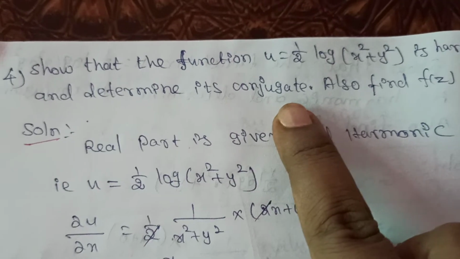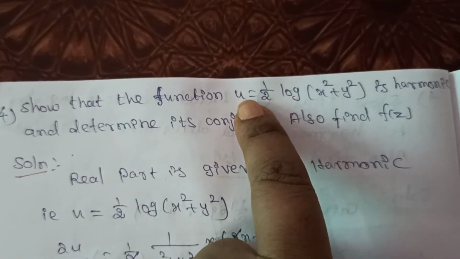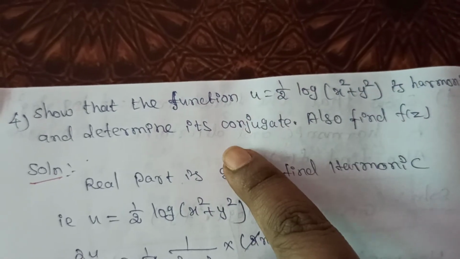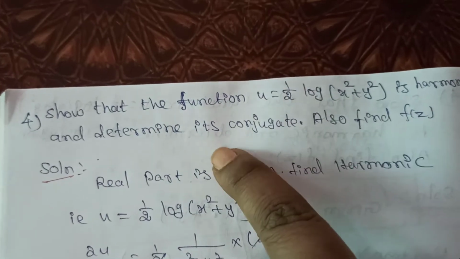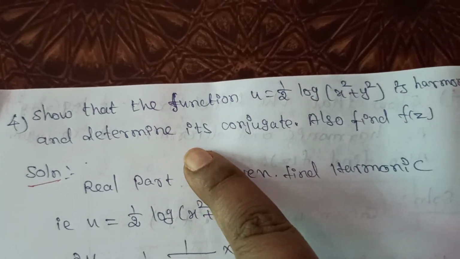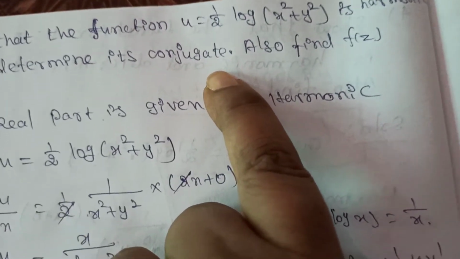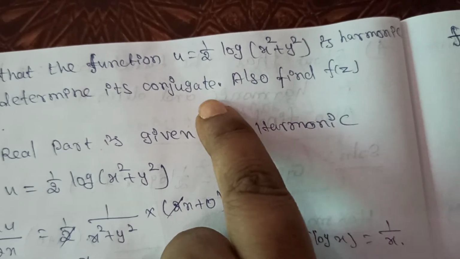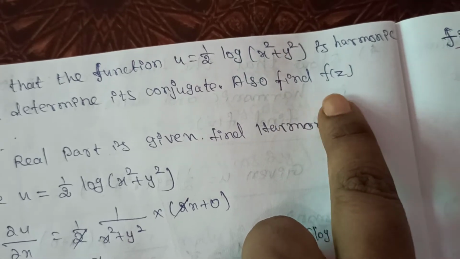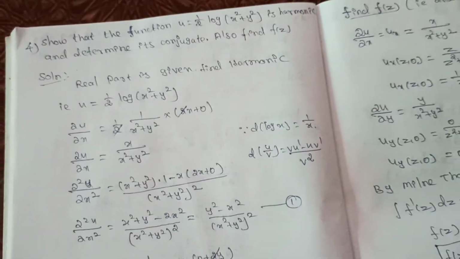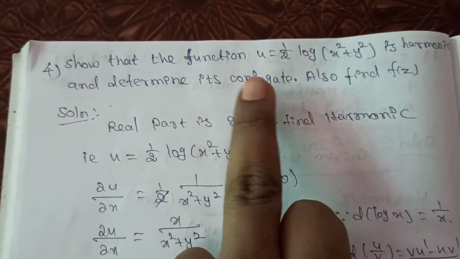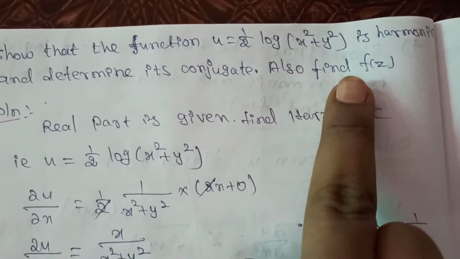Why do you have to find the v value? Because conjugate has 2 cases. When the u value is given, find the v value. Suppose the v value is given, find the u value. But this problem gives the real value, so u value is given, so for the conjugate you find the v value. So the second condition is to find the conjugate, that is, the v value. And also find f of z. So the third condition is to find f of z, that is, the analytic function. There are 3 conditions: first, find harmonic; second, find the v value, that is the conjugate; and third, find f of z.